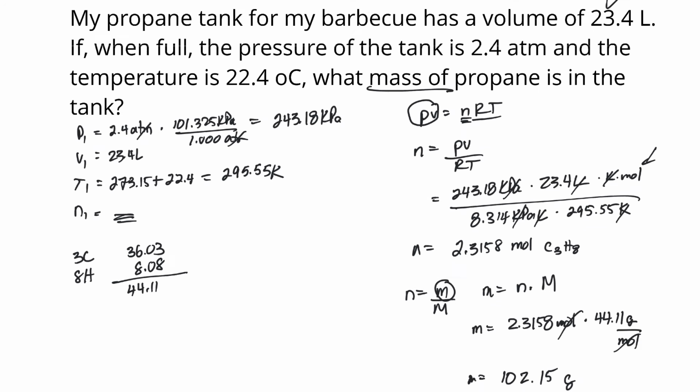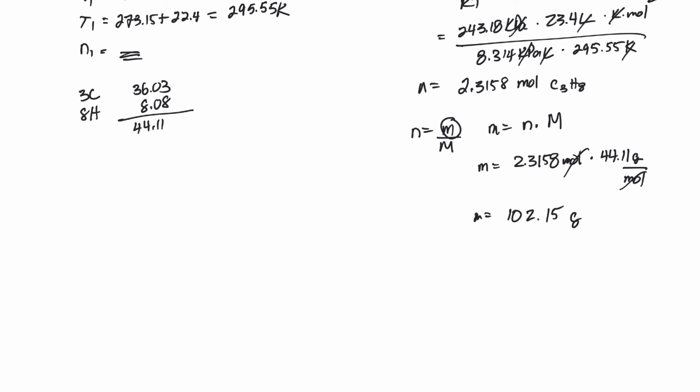Now let's look at sig figs. 2.4 atmospheres, that's only 2 sig figs, so I can only give 2 sig figs in my answer. Ooh, this could be hard. I can't go 102 grams because that's 3 sig figs. And I can't go 100 grams because that's only 1 sig fig. I guess I'll have to do scientific notation. So I could go 1.0 times 10 to the 2 grams. That'd be 2 sig figs.